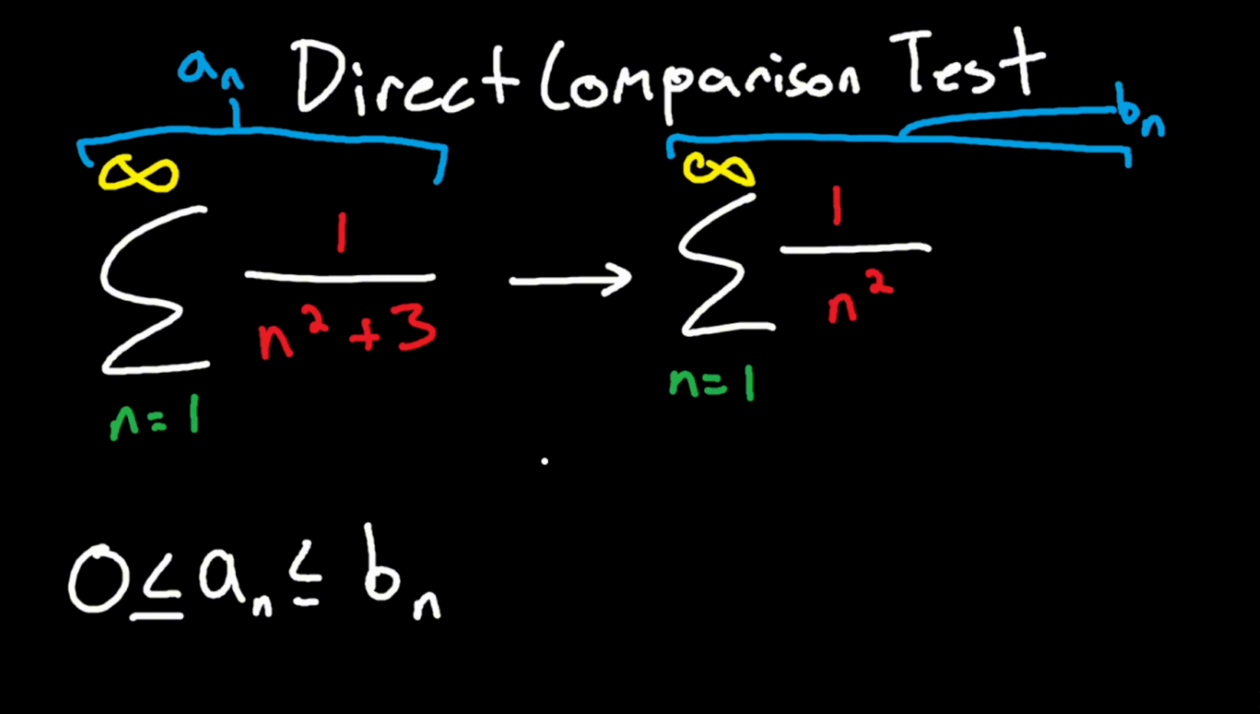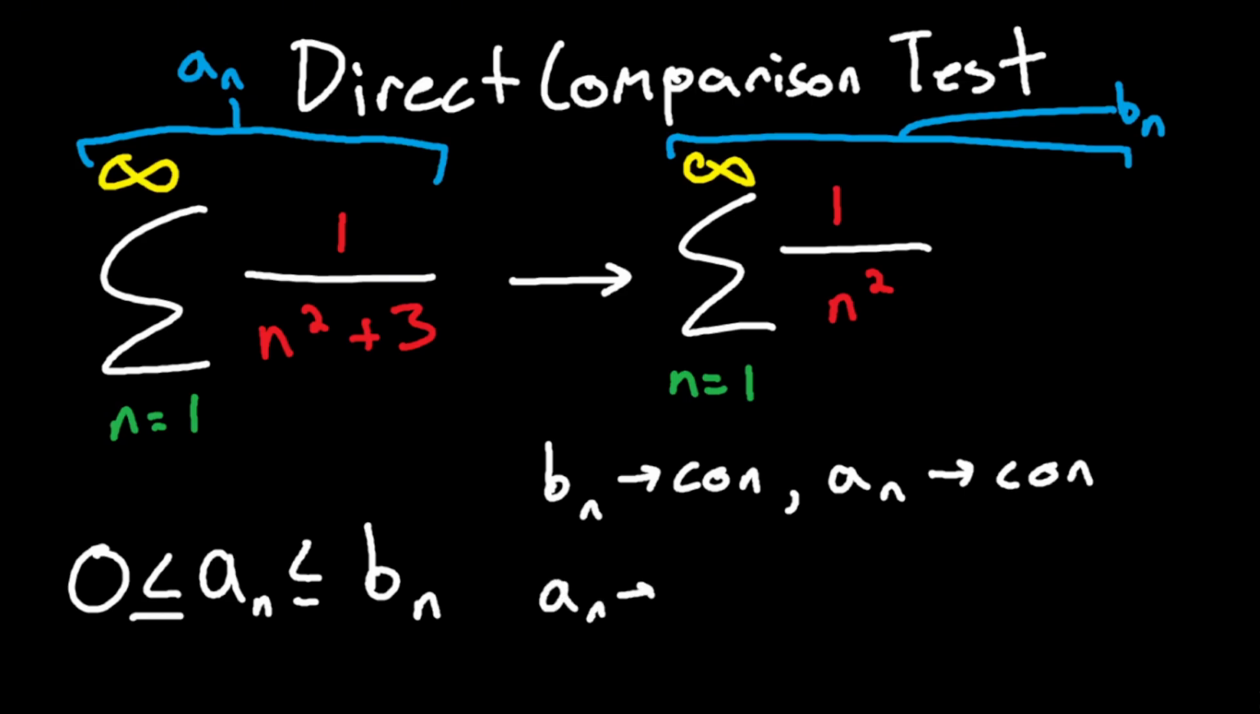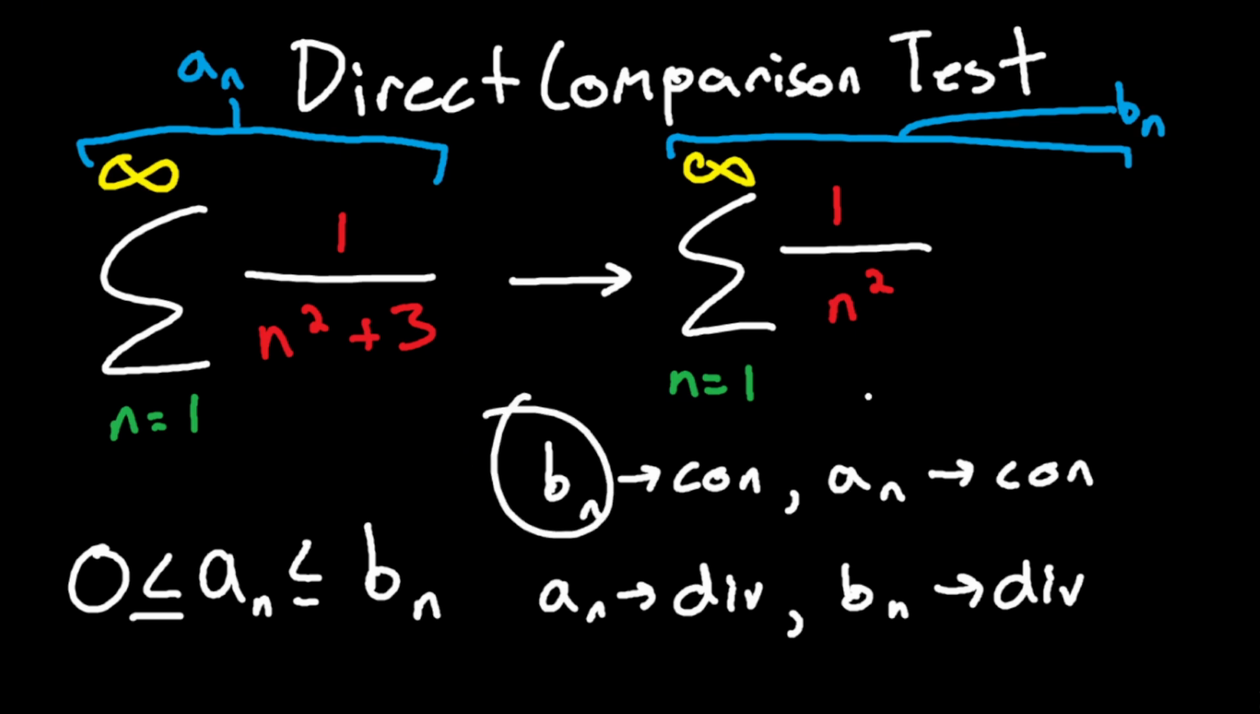And that is, if b of n converges, then a of n also converges. That is if you meet this condition. And if a of n diverges, then b of n must also diverge. Here's the annoying thing about this. It only can follow this order. Okay? Keep this in mind. If b of n converges, so if this guy converges, then a of n converges. And if a of n diverges, then b of n also diverges.